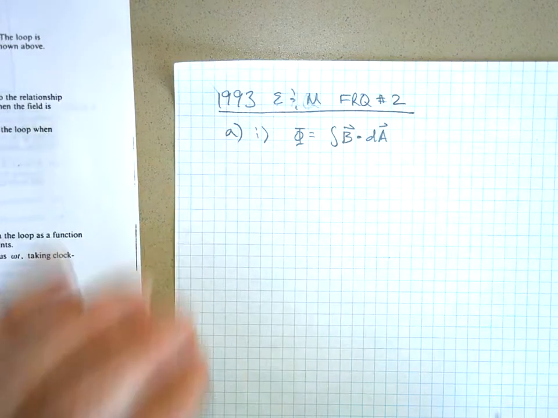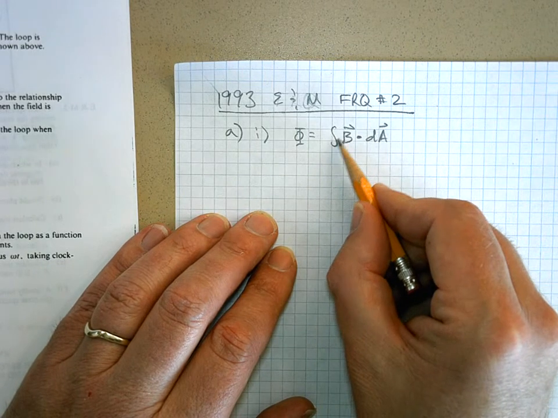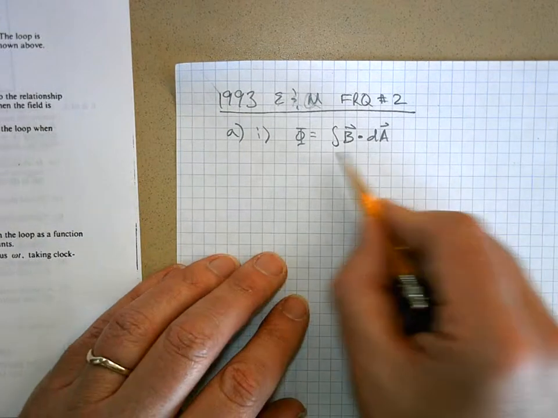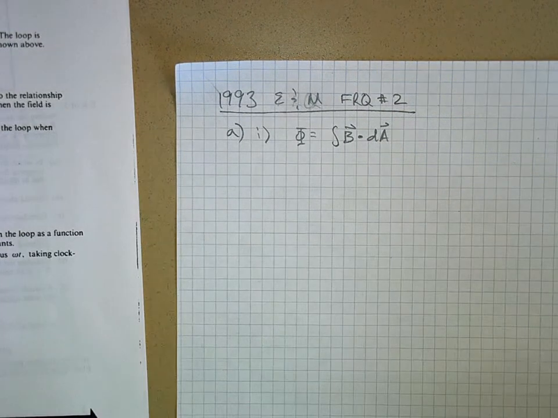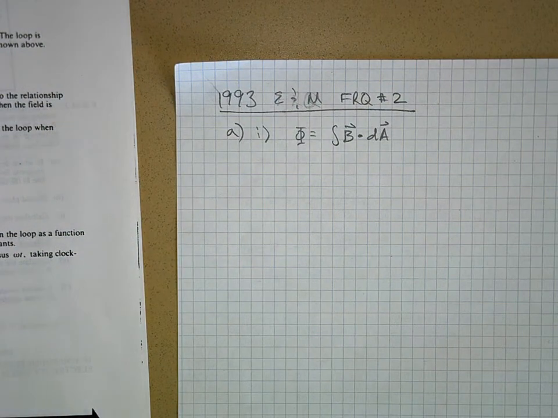Now, by the way, I'm glad you brought this up. What if you put a closed integral sign here? It's going to be equal to 0. So this only gives you a value if it's not a closed surface.